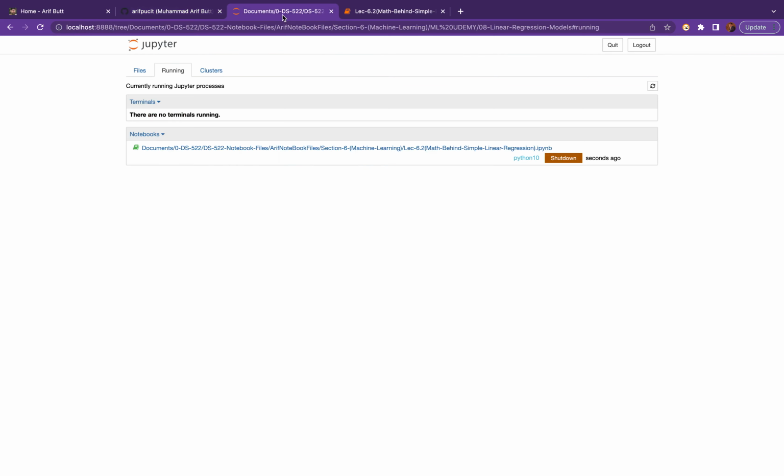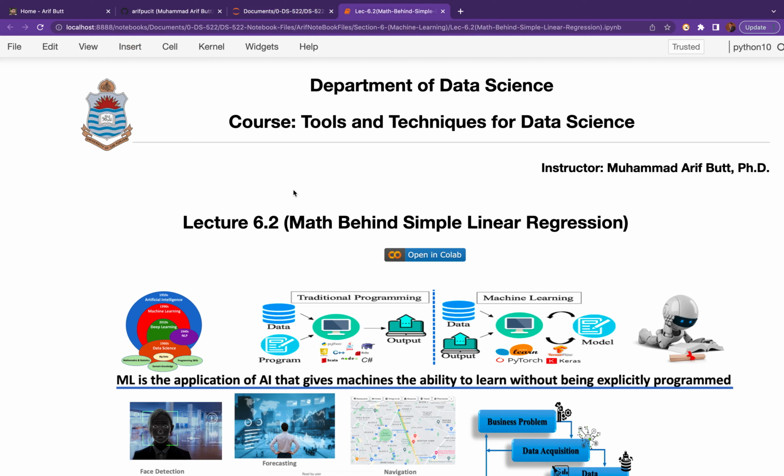Well, this is the Jupyter Notebook dashboard running locally on my machine at port 8888. And here is the notebook for lecture number 6.2 of the sixth module, Overview of Machine Learning, for the course titled Tools and Techniques for Data Science.